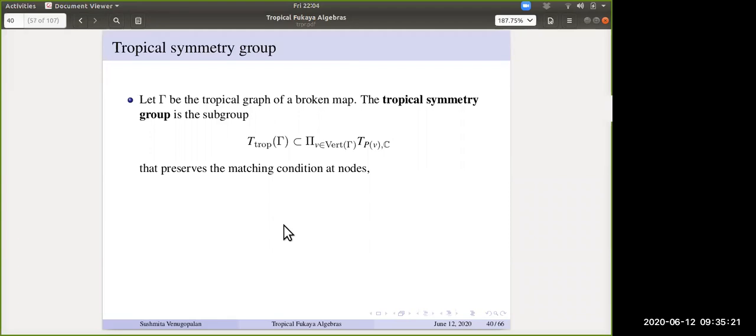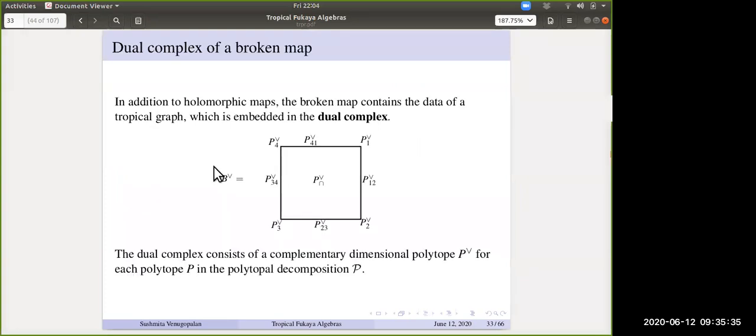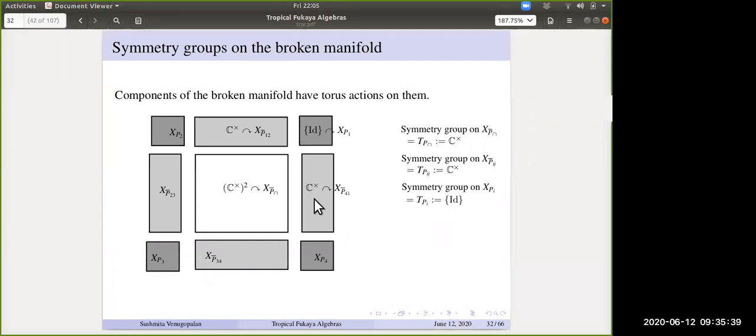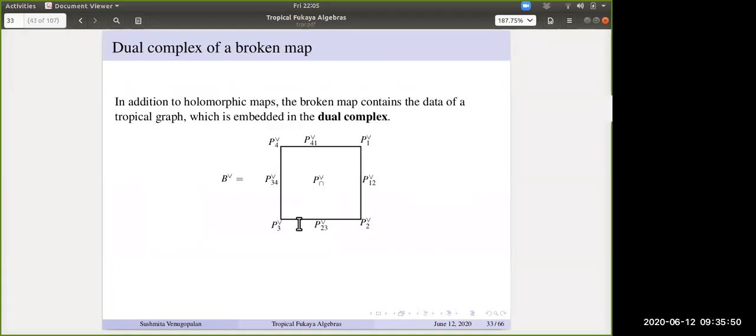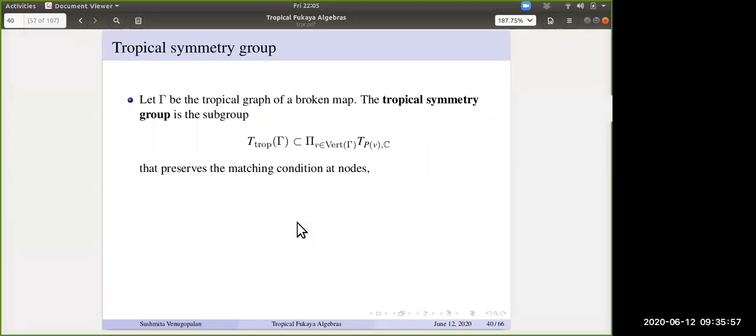And now the next thing I'm going to talk about is what are the symmetries of a broken map. So we saw earlier, let me go back to that slide. Yes, we saw here that different pieces in a broken manifold have a torus of different dimensions acting on them. So when we have a broken map, we are going to have these torus actions on different pieces. But now the question is, will they preserve the matching condition at nodes? So the tropical symmetry group is the subgroup that preserves the matching conditions at nodes. So basically it is the subgroup which takes a broken map to a broken map.